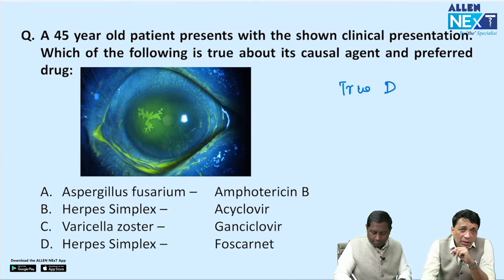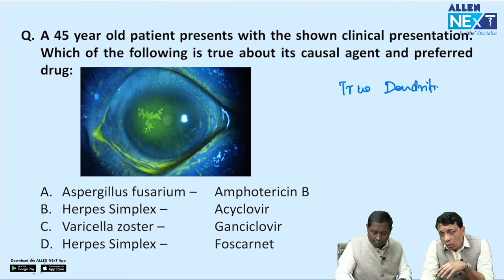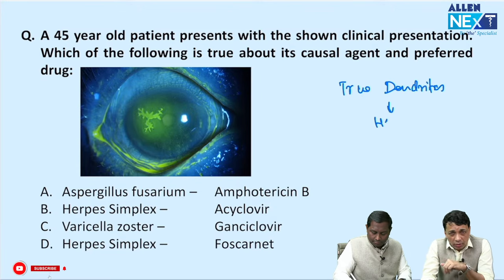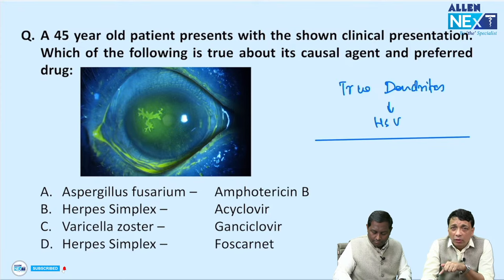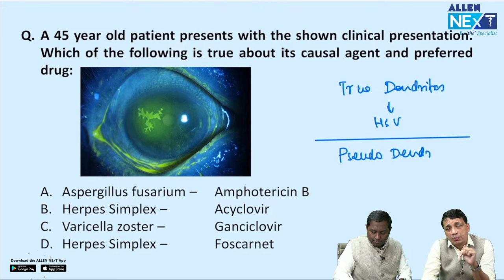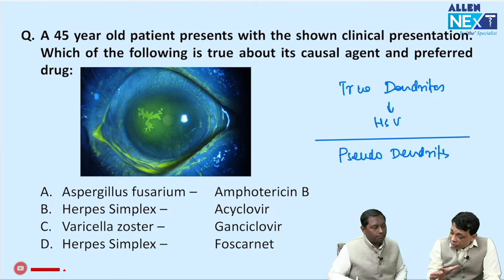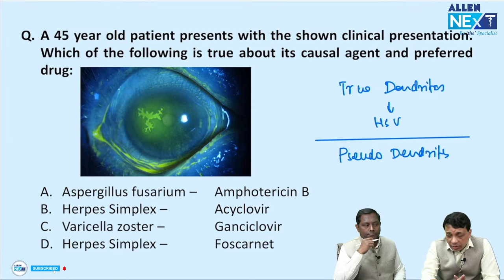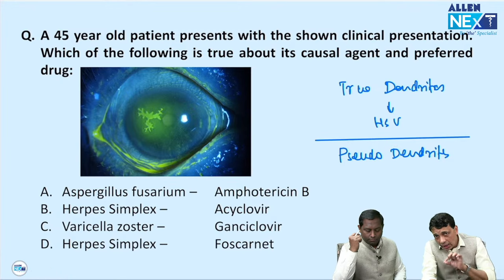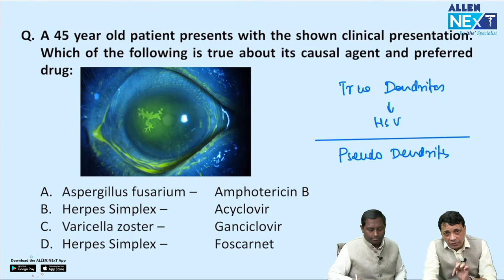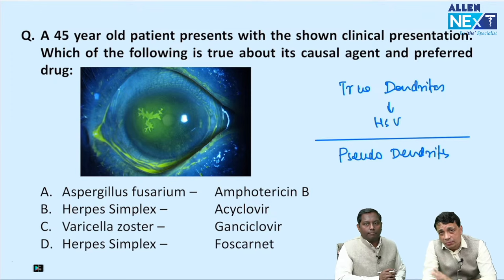However, remember, there are conditions which look like that. We call them pseudodendrites. This is a true dendrite, and that is a pseudodendrite. The true dendrite is found only in herpes simplex virus. And how do I know it's a true dendrite? First, the shape, like the branches of a tree. Why? Because it follows the corneal nerves. The virus attacks the nerves. It's a neurotrophic virus, and that's the pattern of the corneal nerves, so it takes this pattern.